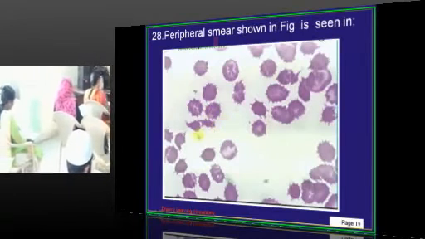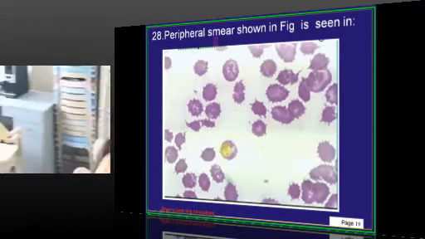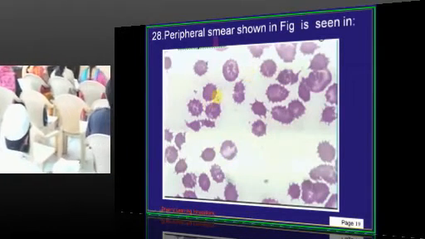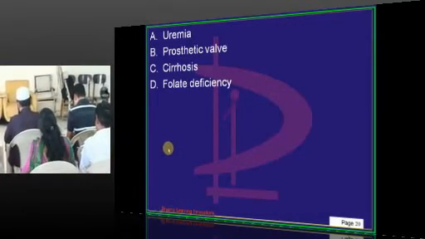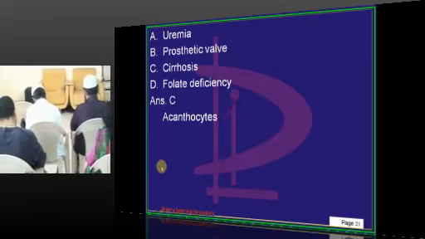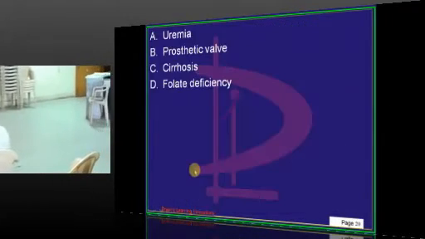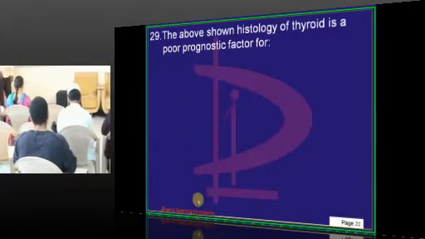Now doctor, a peripheral smear is shown. What are these cells called which are having those thorny projections? Thorn-like projections are there. Acanthocytes. So where else do you see acanthocytes? Typically, we see them whenever there is cirrhosis, which is the classical location where acanthocytes are found.